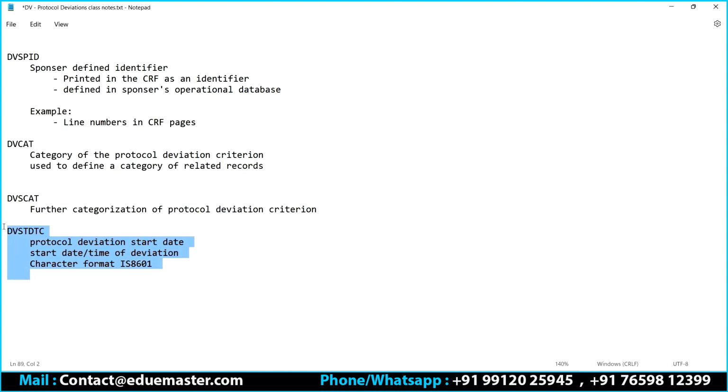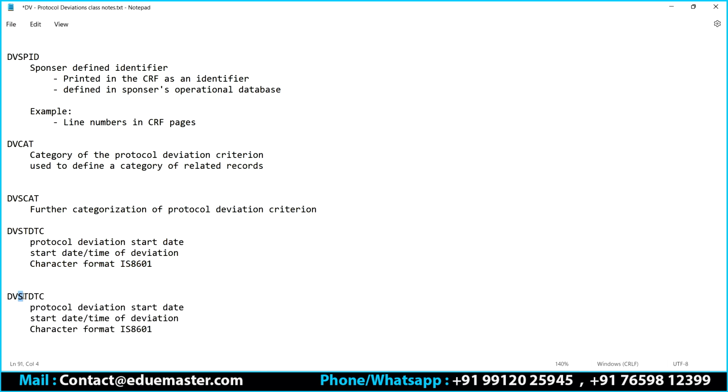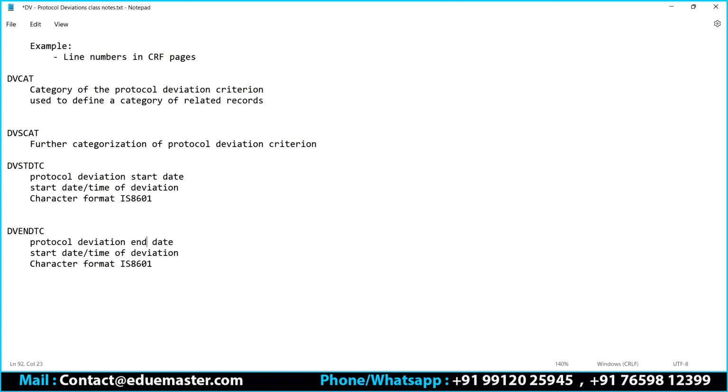The same thing if I want to put it in the end. Here it is going to be protocol deviation end date. It is going to be the end date and time of your deviation. Same character form. Done. Last variable, epoch.